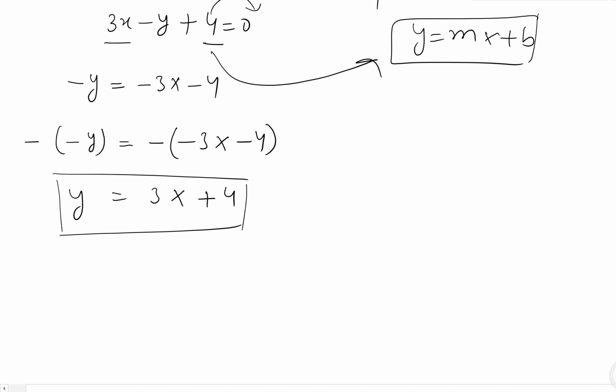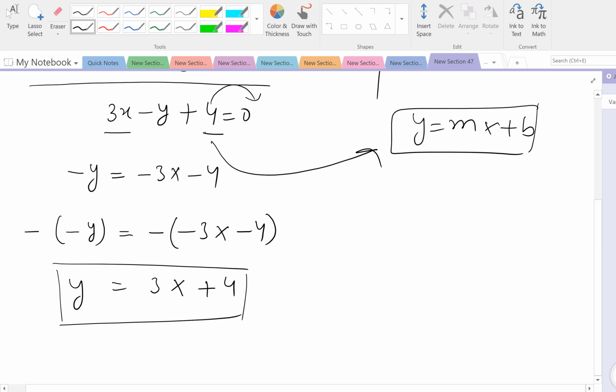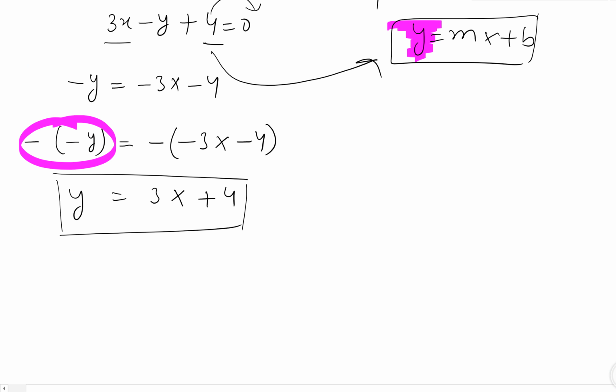Why are you multiplying by minus? Because in order to make y positive. If you look at this equation, y is positive, right? So I just want to make this whole thing positive. That's why I put a negative sign in front of both sides, on the left side and on the right hand side, multiplying every term.